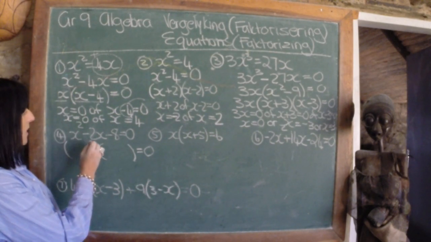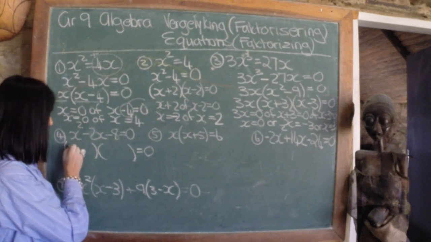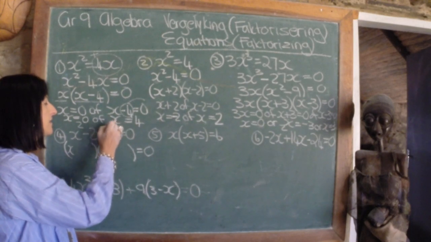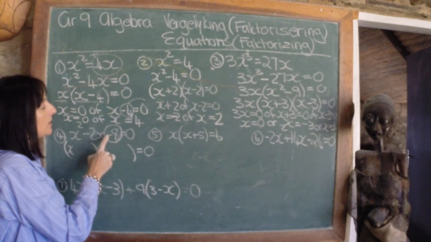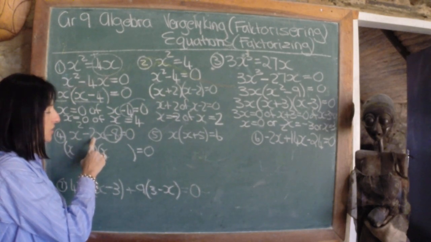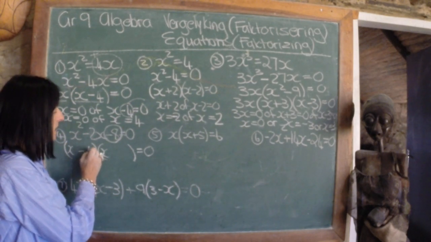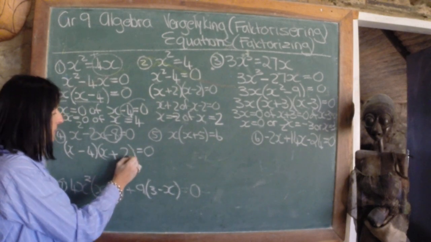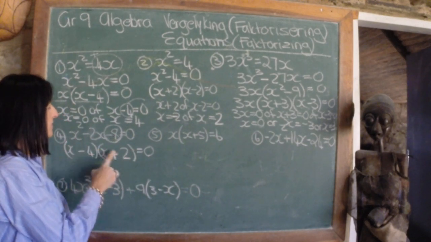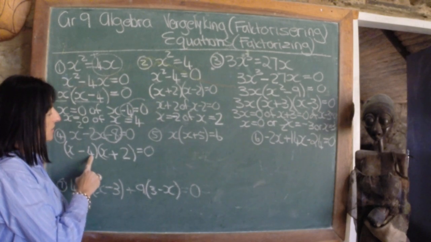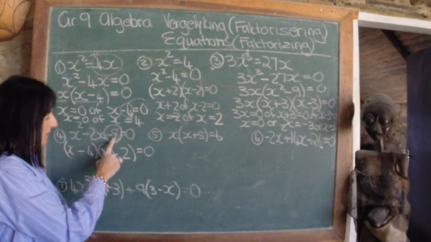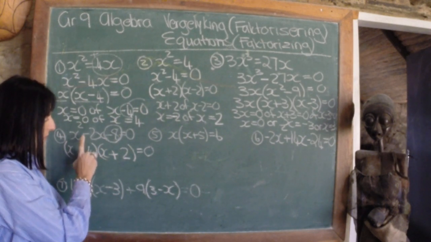Okay, nou, kom ons gaan en ons sê, dis x maal x, ons spring oor die middelman, die skeidsregter, en ons vra, watter faktore van -8, as ek hulle bymekaar tel, kry ek -2. Min 4 plus 2. Which factors of -8 when I add it gives me -2? -4 and +2 gives me, if I multiply it, -8. If I add it, gives me -2.